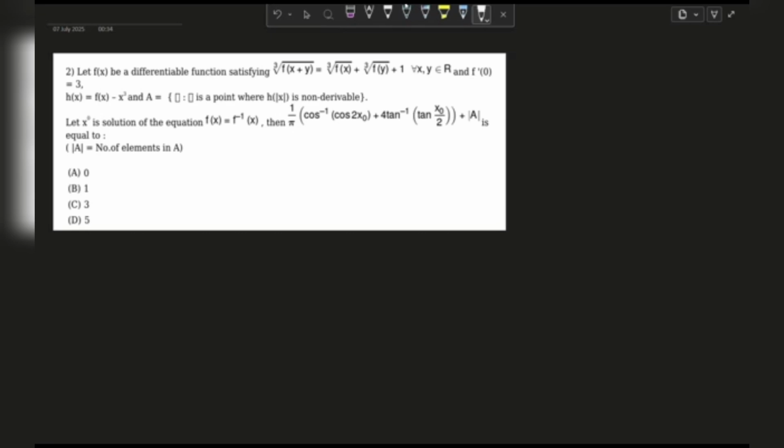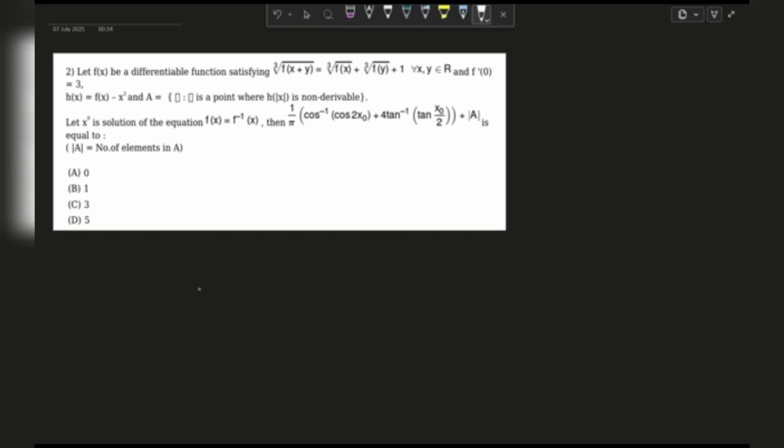Okay, so I'm starting off now. Basically we have f(x) given as a differentiable function, therefore it is continuous also, which satisfies this particular functional equation, and after that we have some things given. Before proceeding into the question, we will first try to solve this functional equation, because without finding f(x) there is no way into this question, right?